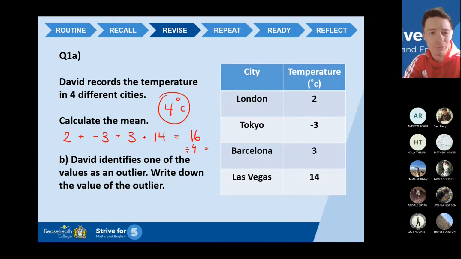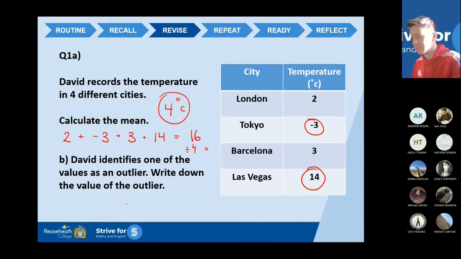Now the outlier, for those of you who don't know what that word means, is the odd one out. What number doesn't fit? Lots of you naturally have gone for this one, -3, because all the other ones are positive. However, the outlier is 14 for Las Vegas. The reason being, if we think of temperature in terms of hot, cold, mild, 2 degrees is quite cold. Tokyo, -3, cold. Barcelona, 3 degrees, cold, but 14 degrees is quite mild.